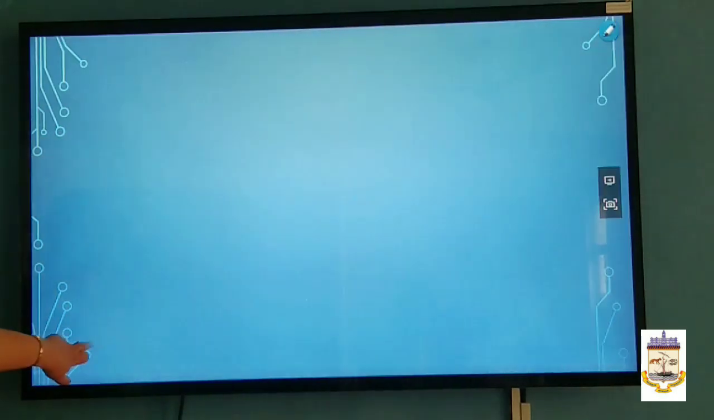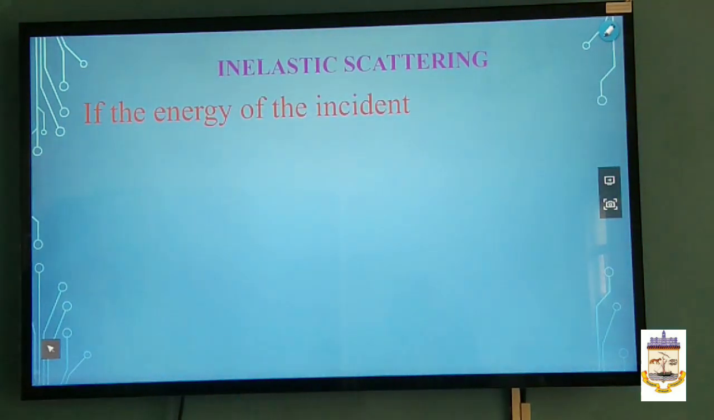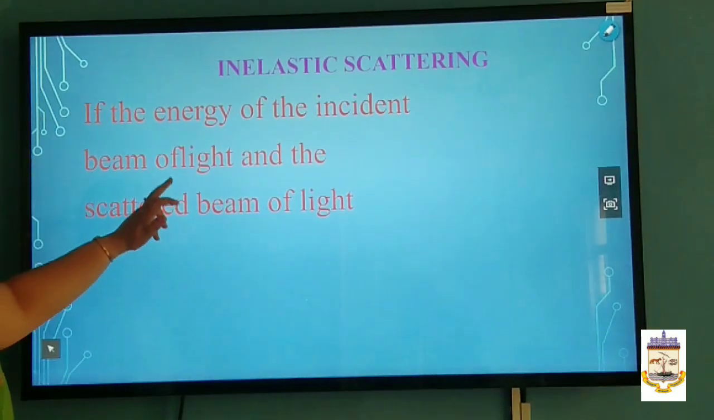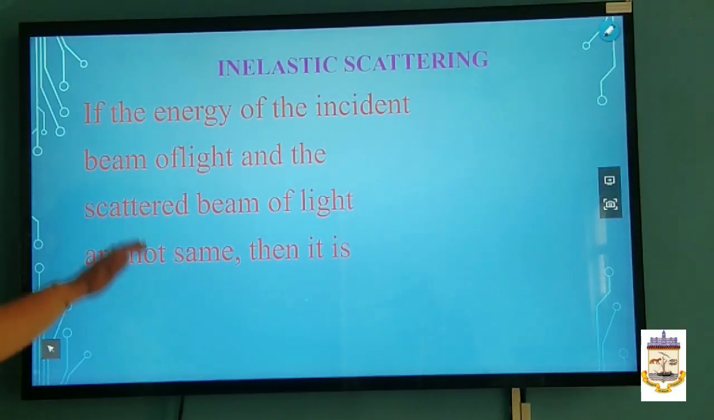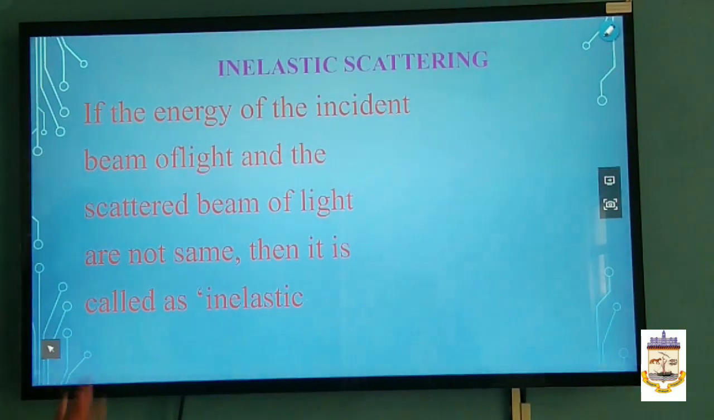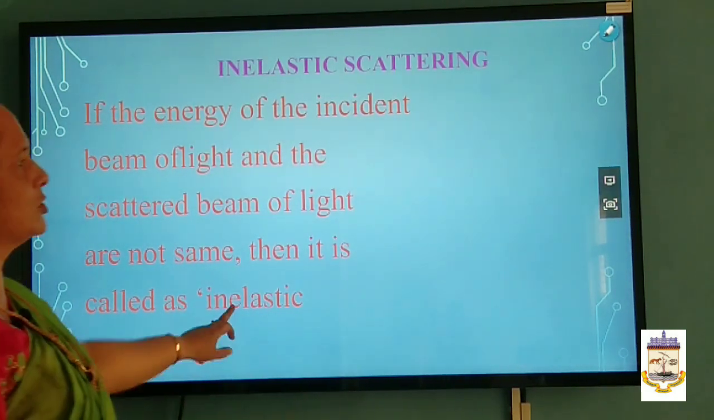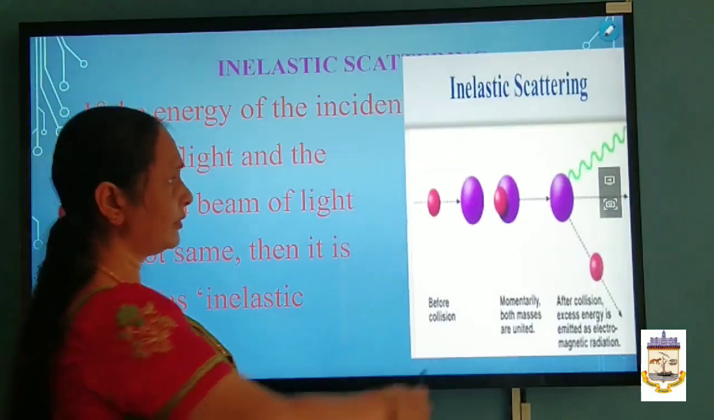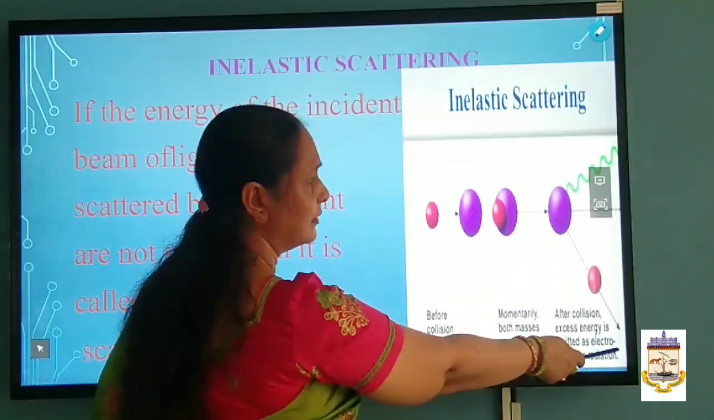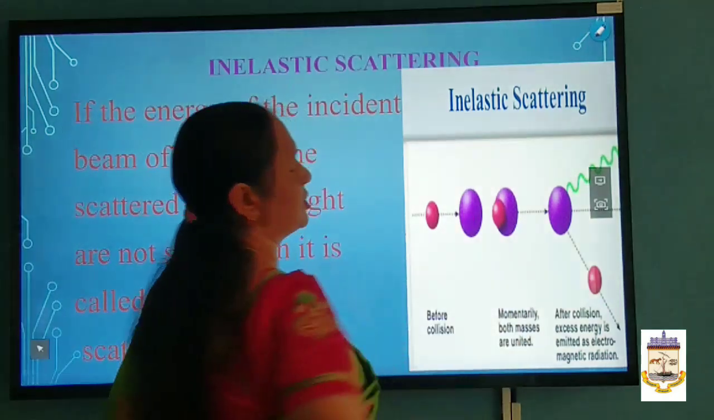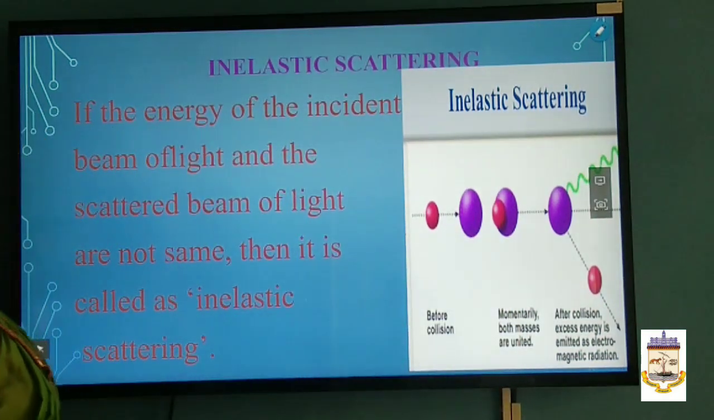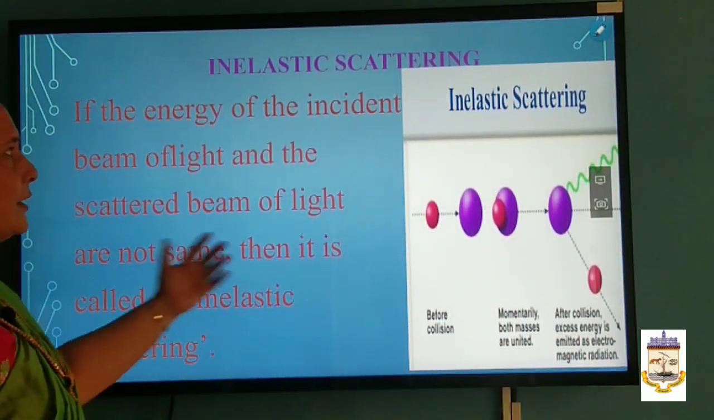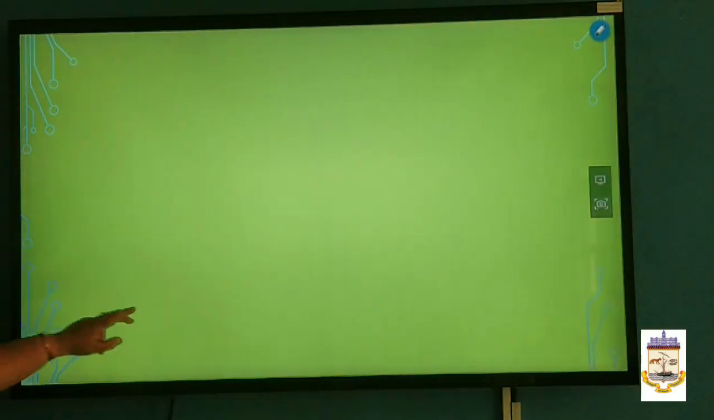Clear, children? And the next one is inelastic scattering. Inelastic scattering is just the opposite of elastic scattering. If the energy of the incident beam of light and the scattered beam of light are not the same, then it is called inelastic scattering. So see here, children, along with the incident energy, you have some more energy. Just extra energy is coming out. Therefore, that is known as inelastic scattering of light.